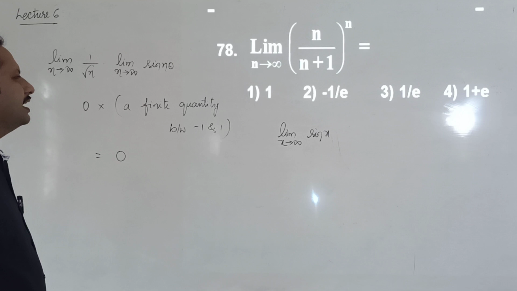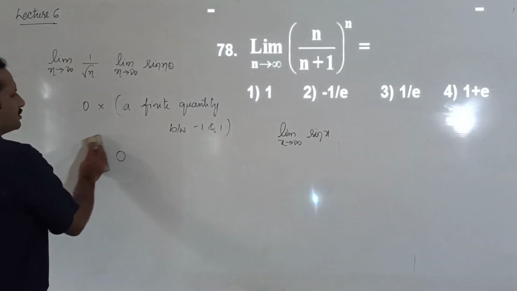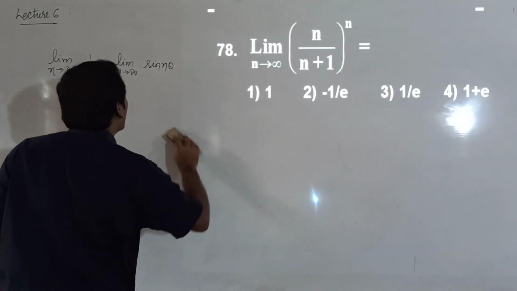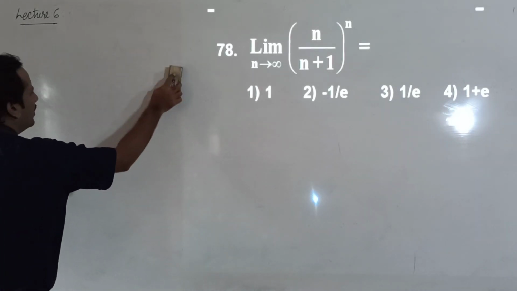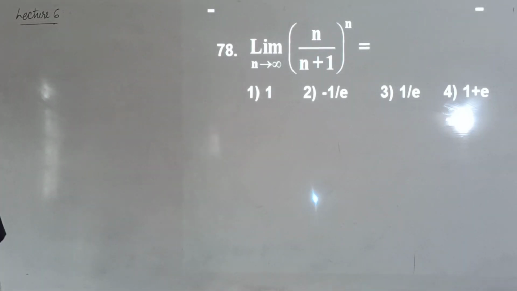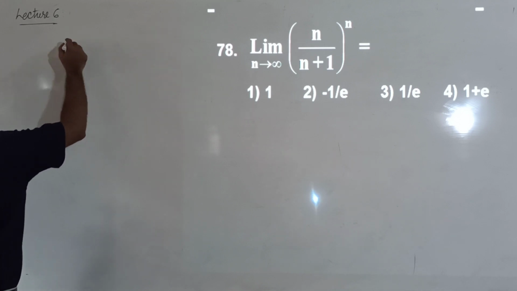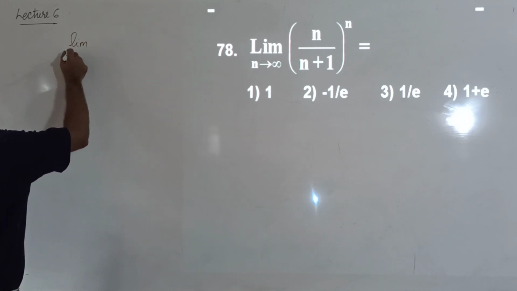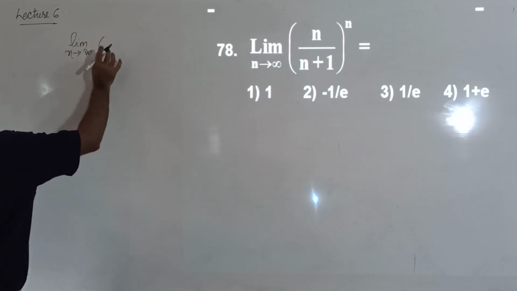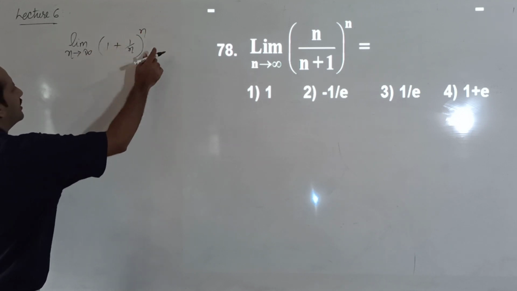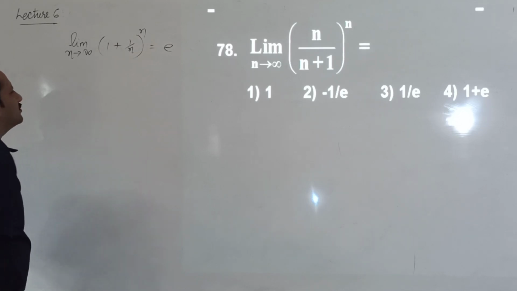Limit n tends to infinity, n by n plus 1 whole power n is equal to. Okay. So here, this problem can be solved in two ways. I will give you both the methods. Whichever is easy, you can follow that. First one, you know this formula. Limit n tends to infinity 1 plus 1 by n whole power n is equal to e. You know this formula, right?